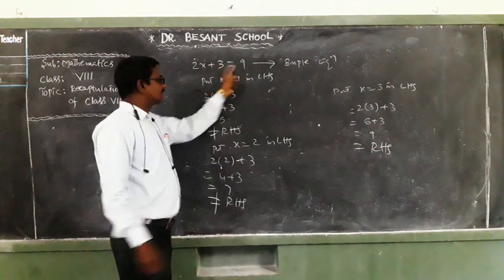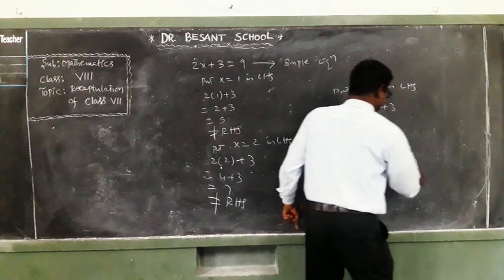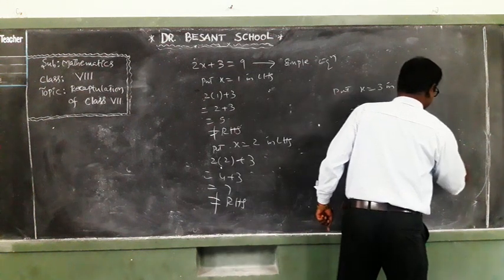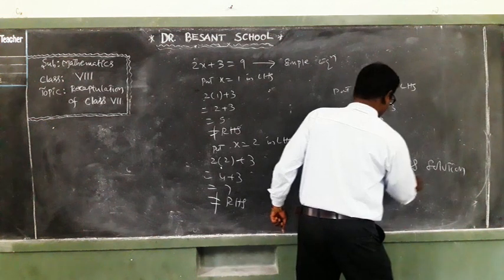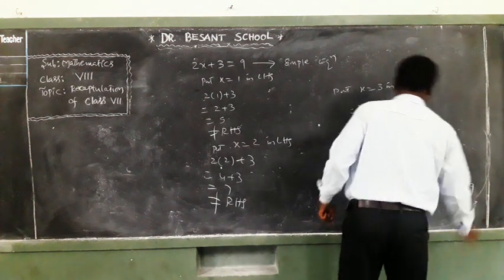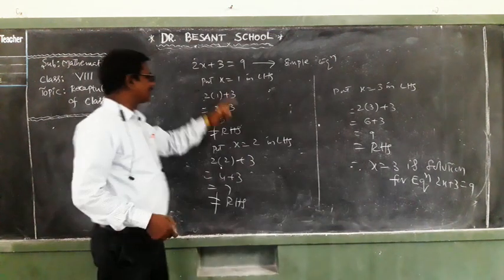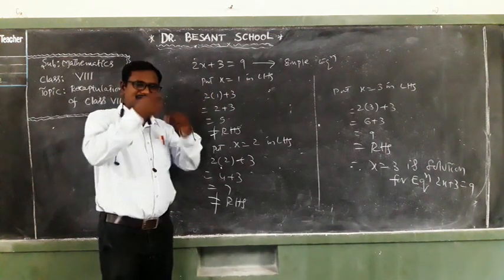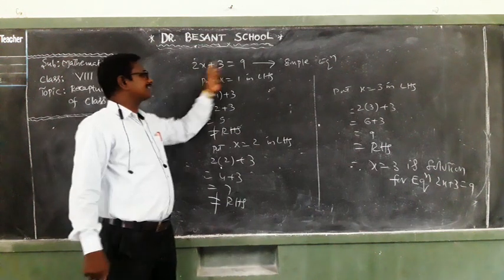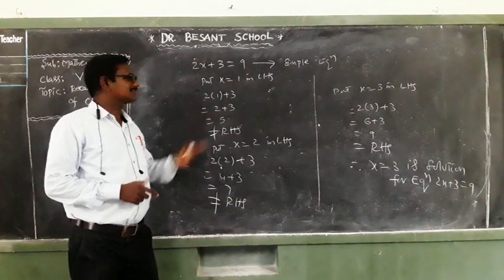So what is the solution for this equation? Yes, therefore x is equal to 3 is the solution. x is equal to 3 is a solution for the equation 2x plus 3 is equal to 9. So this is called the trial and error method. By replacing different values in the LHS, the value of the variable x for which you get the RHS is said to be the solution for the given equation. Okay, this is one method.